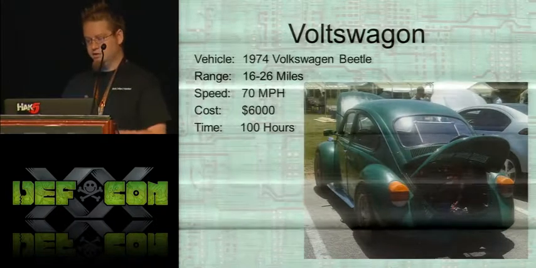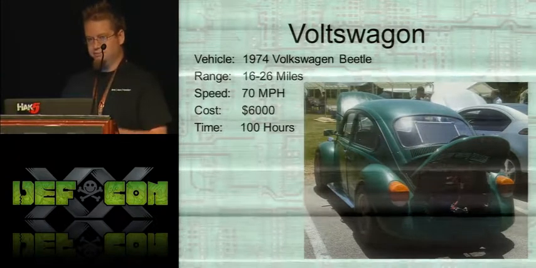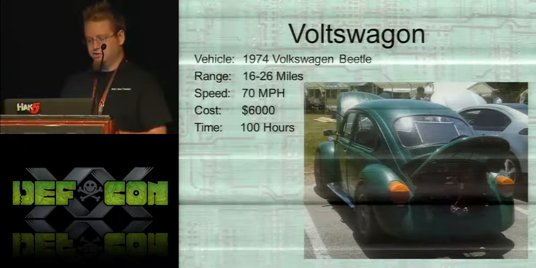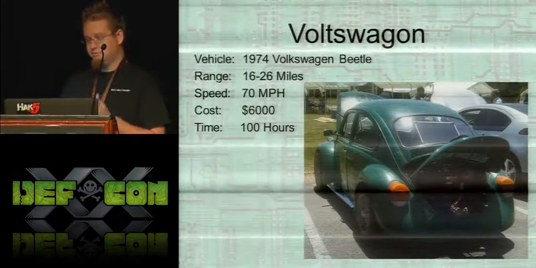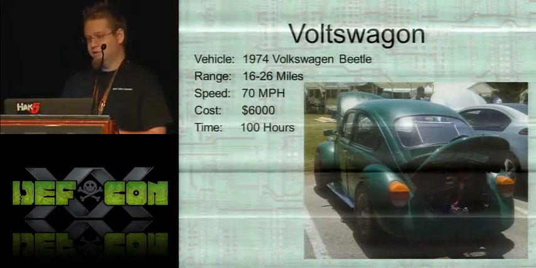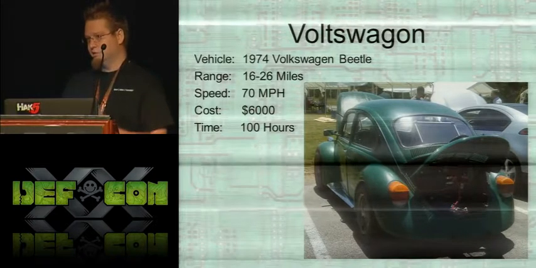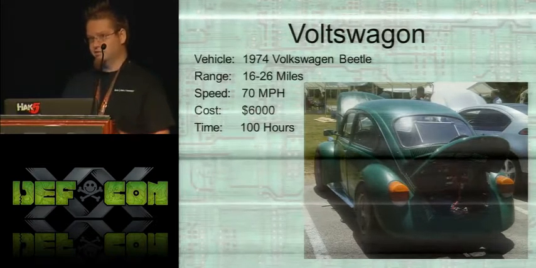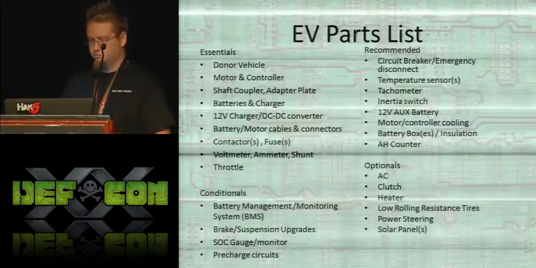So this is my car. It's a 74 Volkswagen Beetle. Range originally 16 to 26 miles, 70 miles per hour. The conversion cost $6,000 and took about 100 hours to get it on the road. I've probably spent at least 100 on it since then, just working on other stuff.